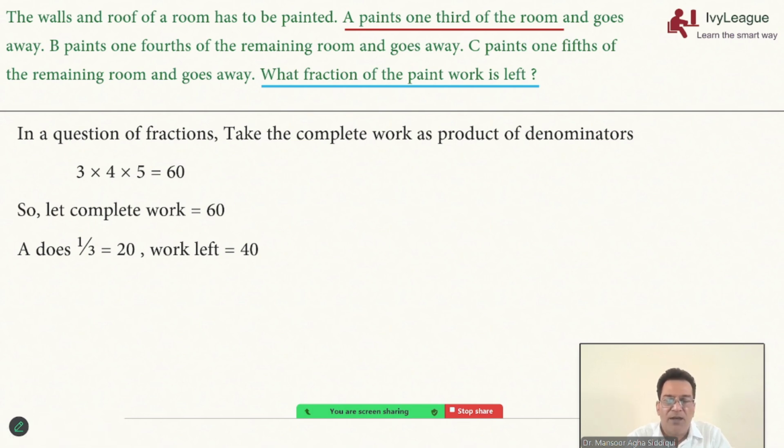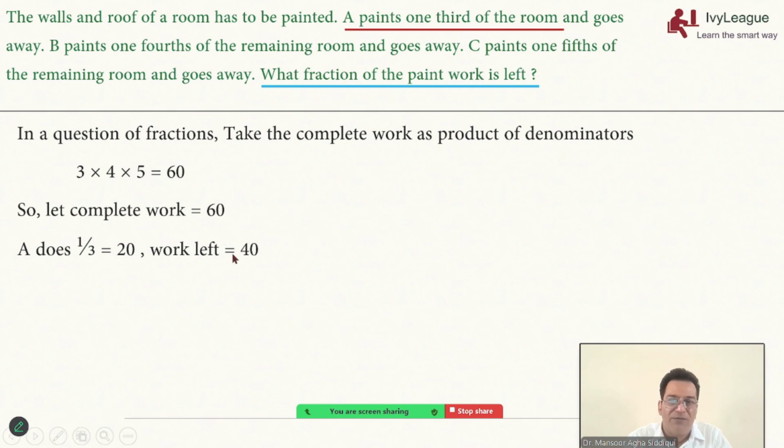Sir, why did we only take the product of denominators? Why not addition? We took the product of denominators because this is the way by which your calculation becomes simpler and your chances of making a mistake while doing calculation vanish. Finding out 1/3 of 60 is the easiest thing in the world. You know it is equal to 20.